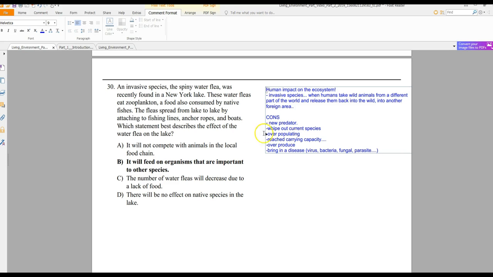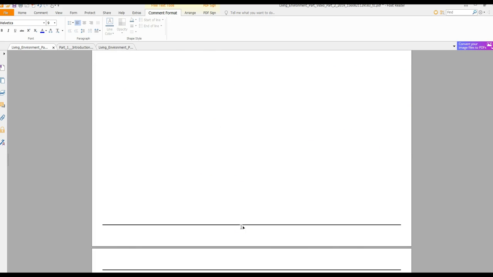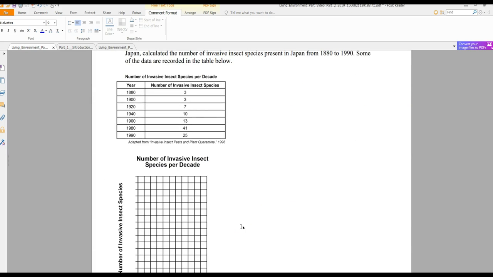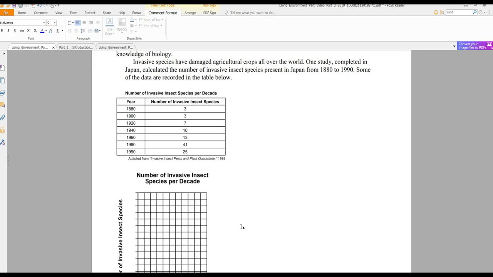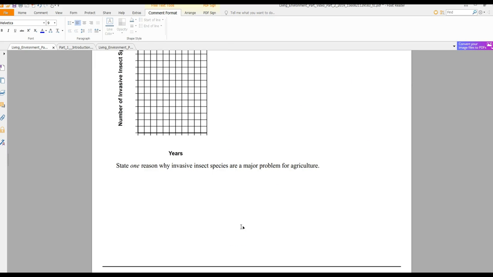Let's answer the question. Which statement best describes the effect of water flea on the lake? It will feed on organisms that are important to other species. That's the best answer. Okay. Wasn't planning on a graph. Oh, but I wanted it for this question. Short response. State one reason why invasive insect species are a major problem for agriculture.